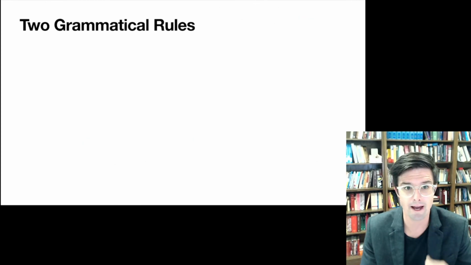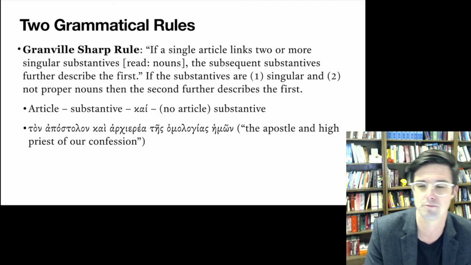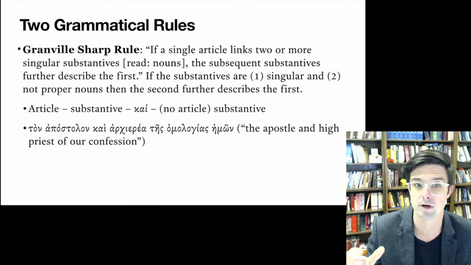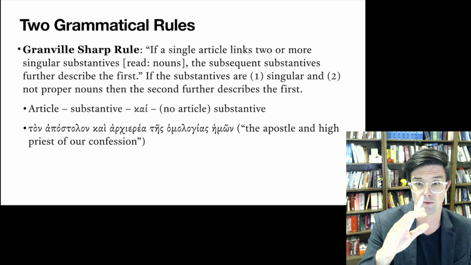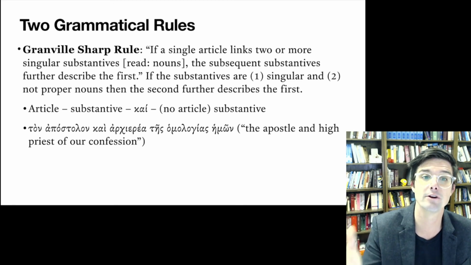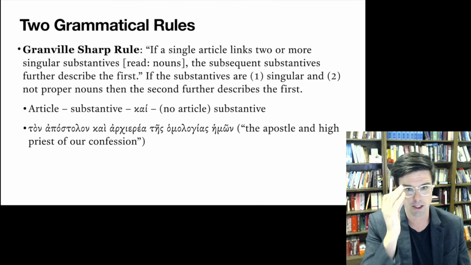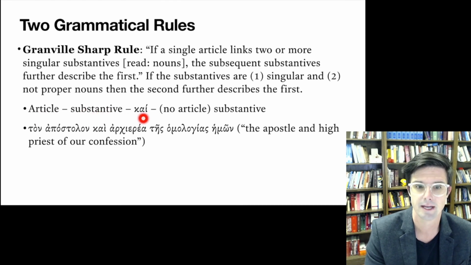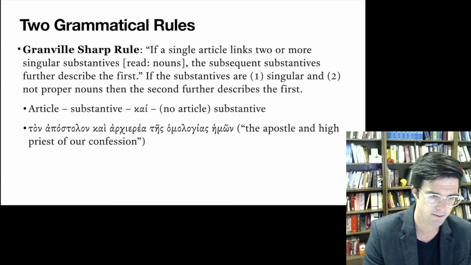And then our second grammatical rule for the article with respect to advanced grammar is what's called the Granville Sharp rule. The Granville Sharp rule states that if one article links two or more substantives, usually nouns, the subsequent substantives, that is, the ones that come second, third, fourth, further describe the first. So the first one is sort of the main substantive, and the other ones are going to give us more information about it. So the sort of chain is article, substantive, usually a noun, kai, and then a substantive without the article that's telling us more about this particular substantive.